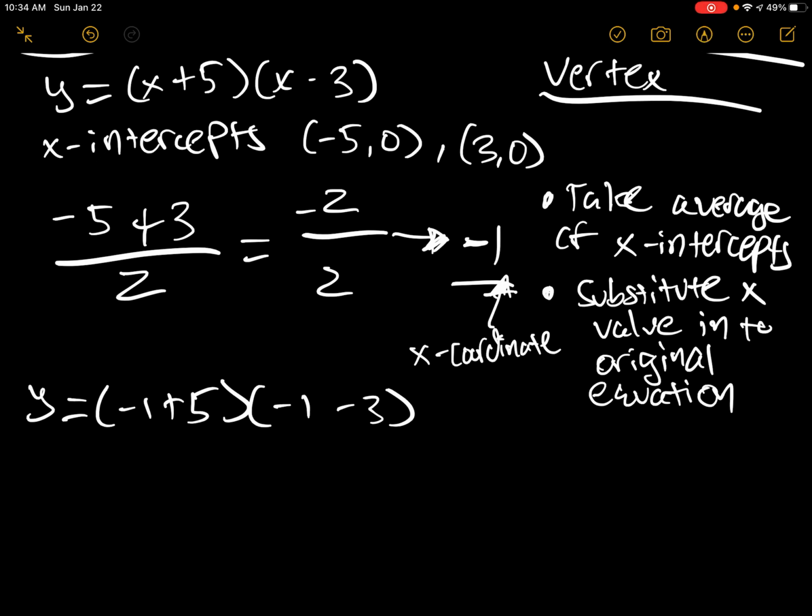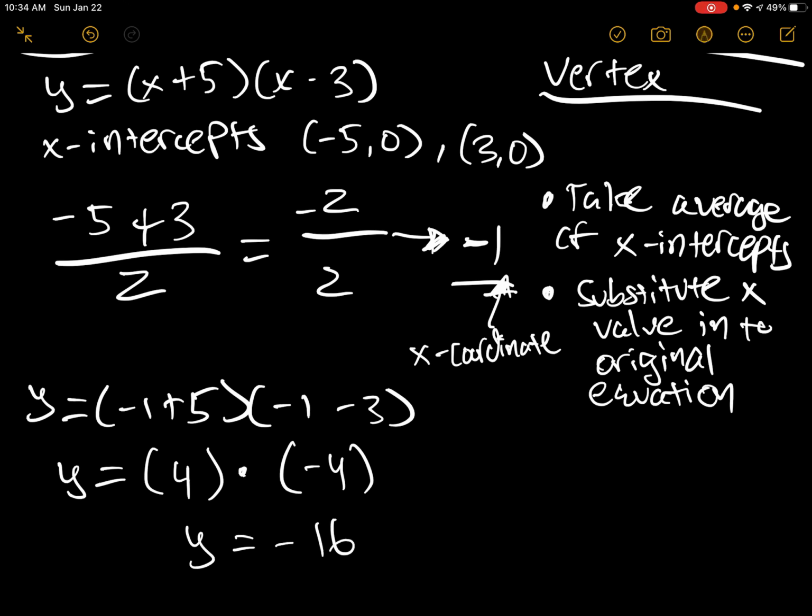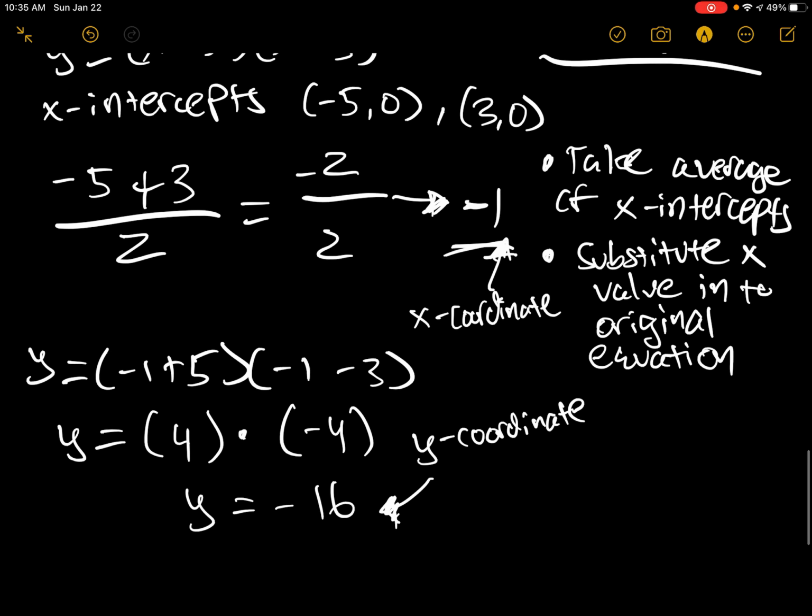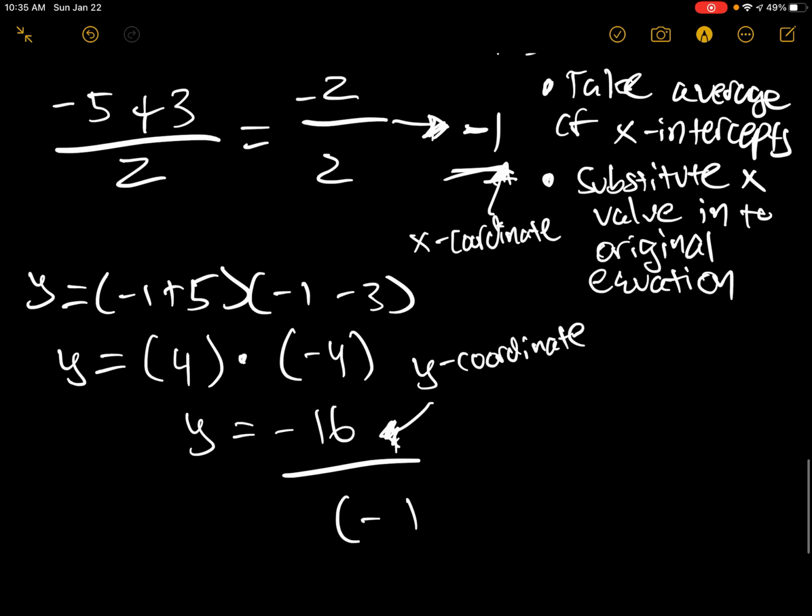And what happens here, you're going to get y is equal to +4 times -4. And we're going to get that y is equal to -16. And that's your y-coordinate. So we can go ahead and label that one as well. Y-coordinate for your vertex. And all we need to do is we just need to take this -1, this -16, and write it as a coordinate, and that will be our vertex. Write it right here as well, vertex.